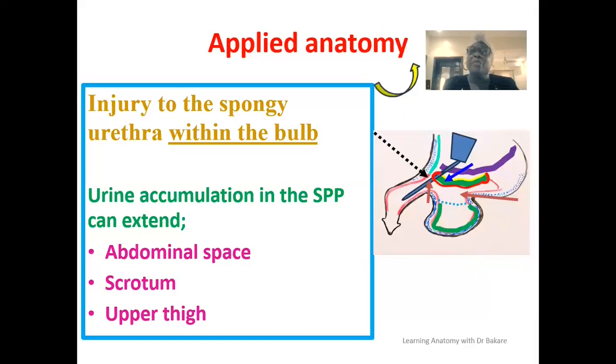So the urine could extend up into the abdominal space, could run inferiorly into the scrotum, or could run into the upper region of the thigh. So you see that the urine that is accumulated within the superficial perineal pouch due to this injury will be able to move out of this space through the deficit that is created in the anterior part. And this is where we use the structural configuration of the perineal pouch to also explain the circumstances that surround some disease conditions.